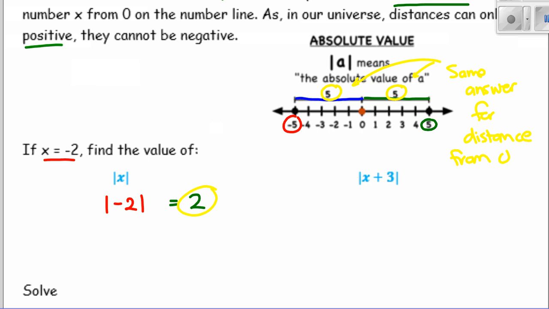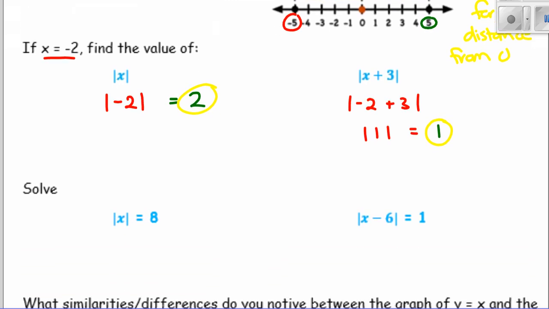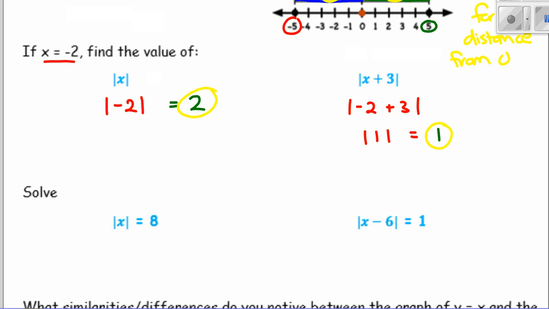Next one, the absolute value of x plus 3, if x is negative 2. It's not saying x is negative 2 or positive 2, it's just saying x is negative 2. So negative 2 plus 3 gives you the absolute value of 1. Which, as I said, you don't change the sign or anything like that, you just make sure that your answer is a positive. If you got a positive answer already, that's great, you just leave it as a positive. If you've got a negative answer, you need to change it to a positive.